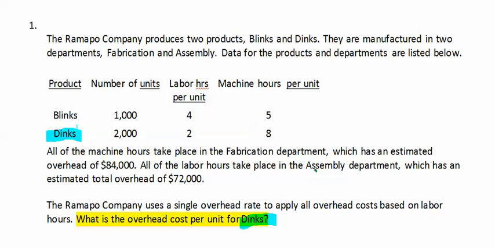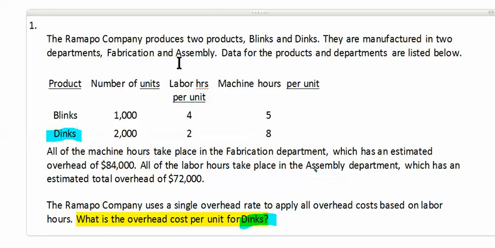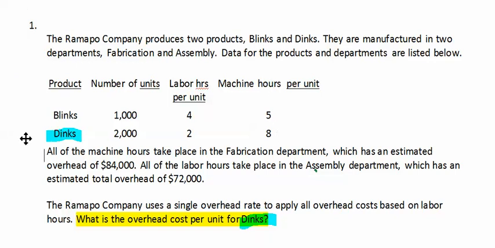It says the Rambo company produces two products, blinks and dinks. They are manufactured in two departments, fabrication and assembly. Data for the products and departments are listed below. So we have products, blinks and dinks, number of units, 1,000 and 2,000. For labor hours, blinks uses 4 and dinks use 2. And machine hours per unit, 5 for blinks and 8 for dinks.